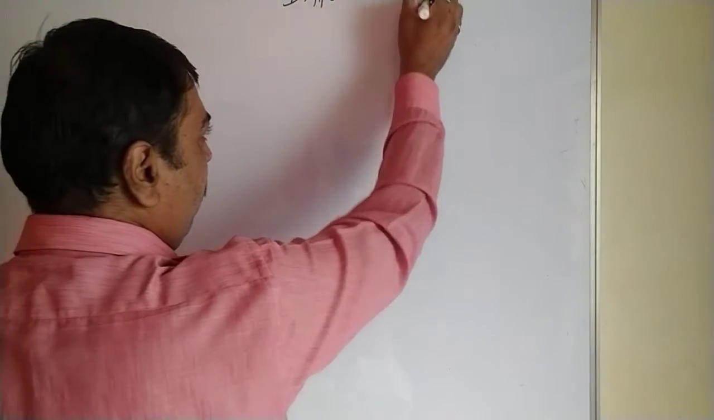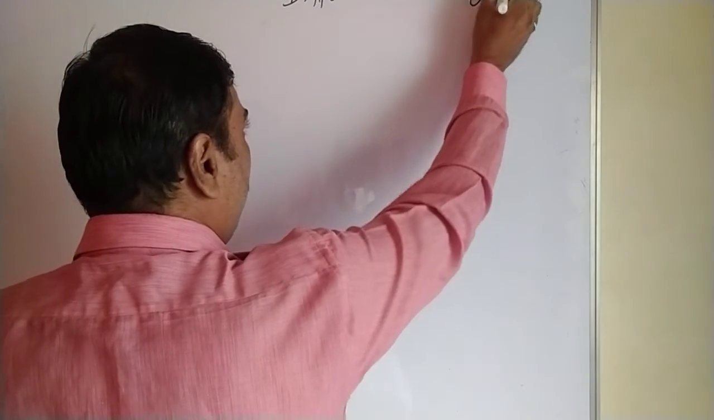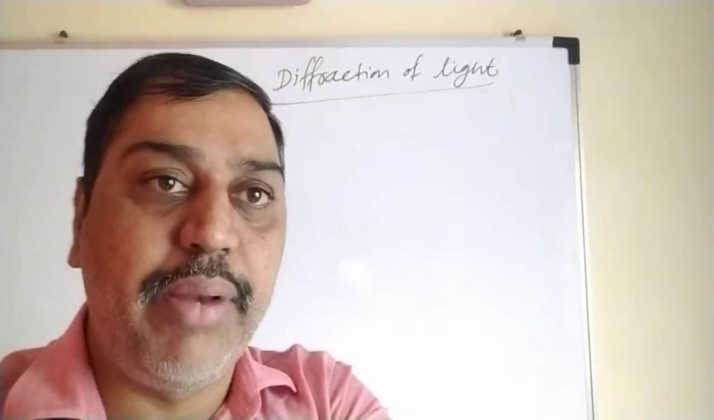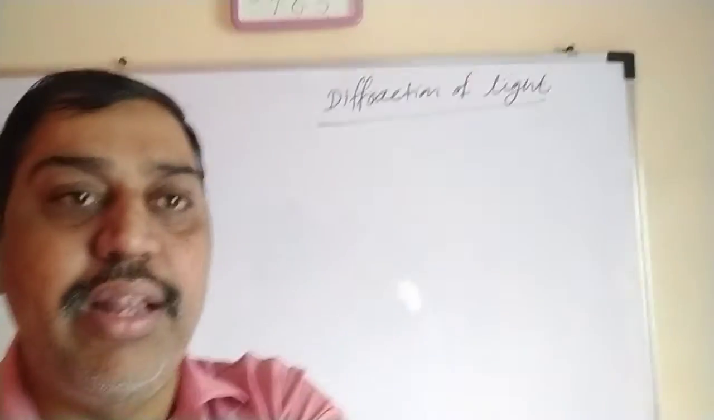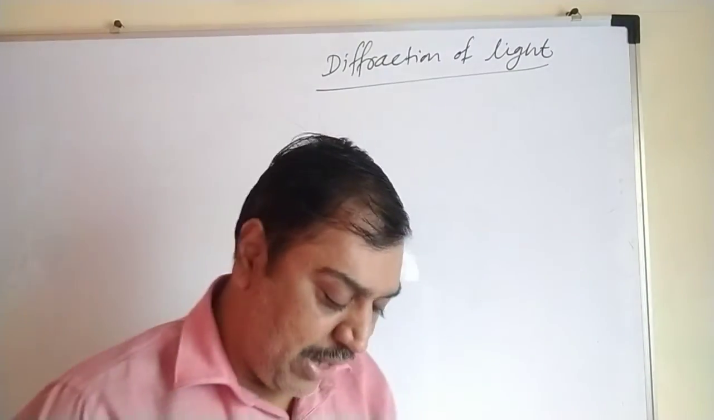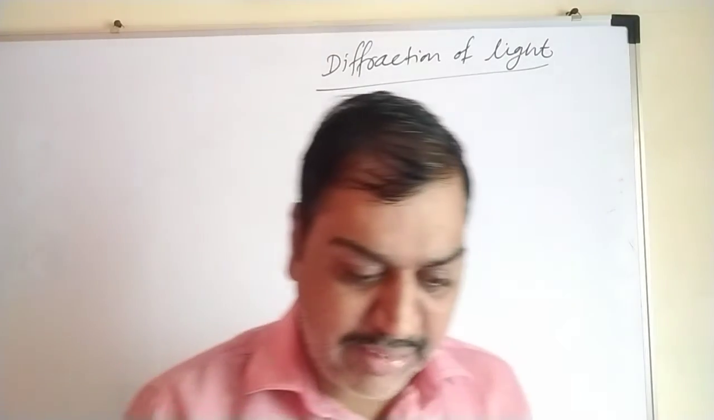Diffraction of light. It is one of the phenomena of light, similar to interference. We have seen that interference of light is one phenomenon. Similarly, diffraction of light is another phenomenon related to light. What exactly diffraction means, that we have to see.